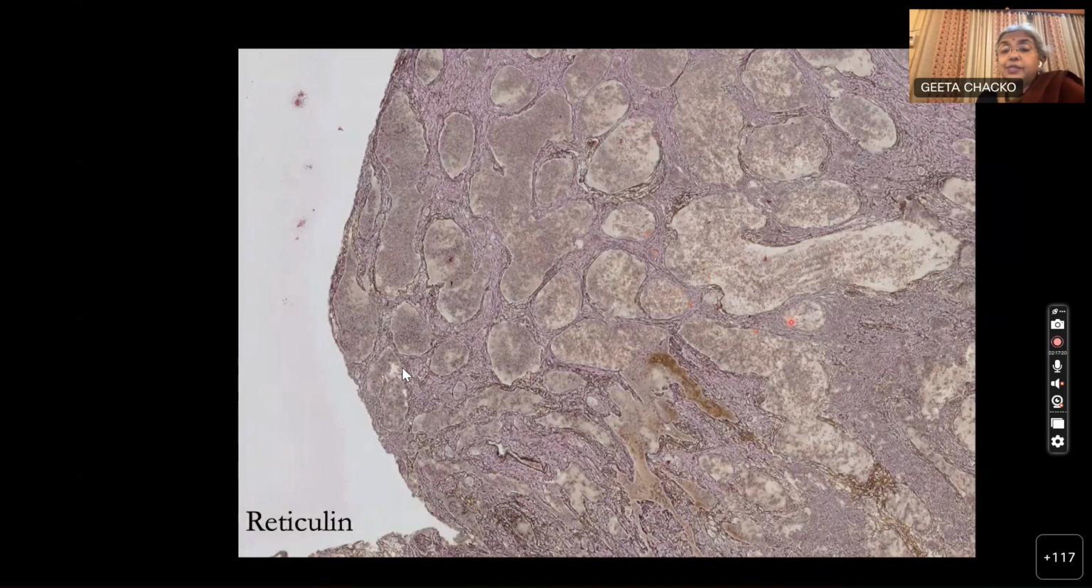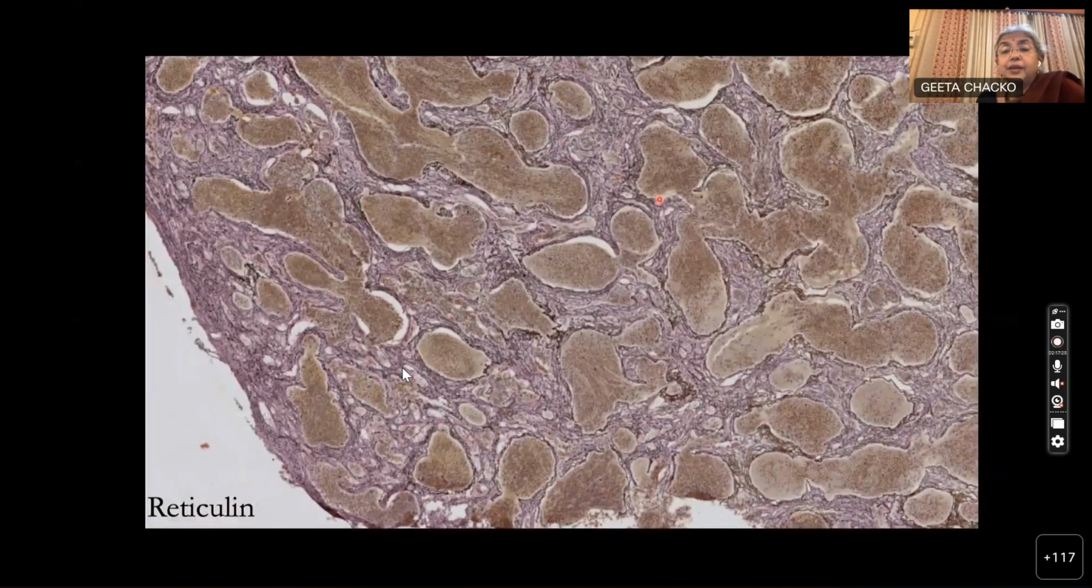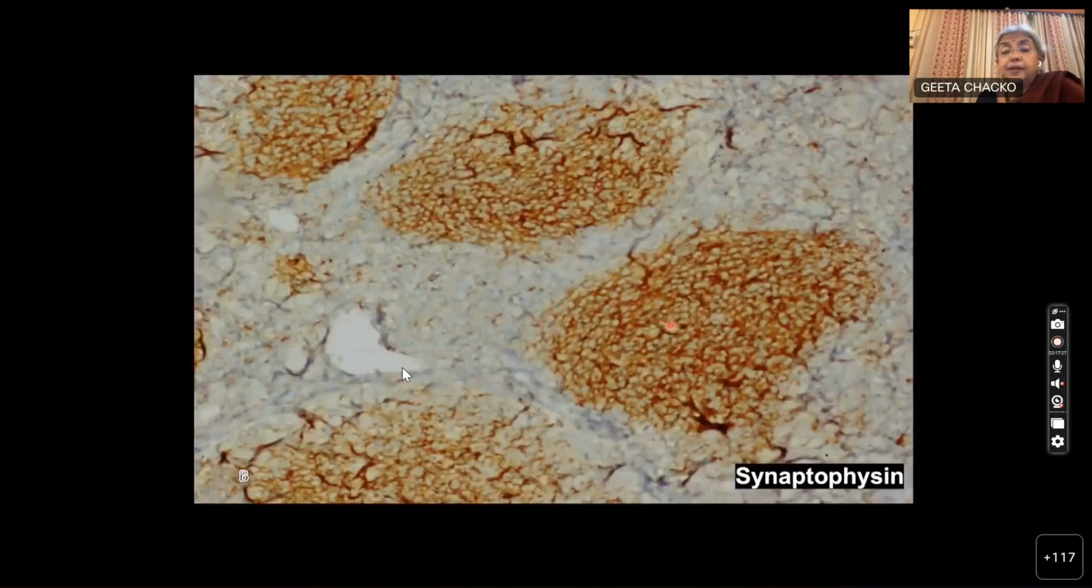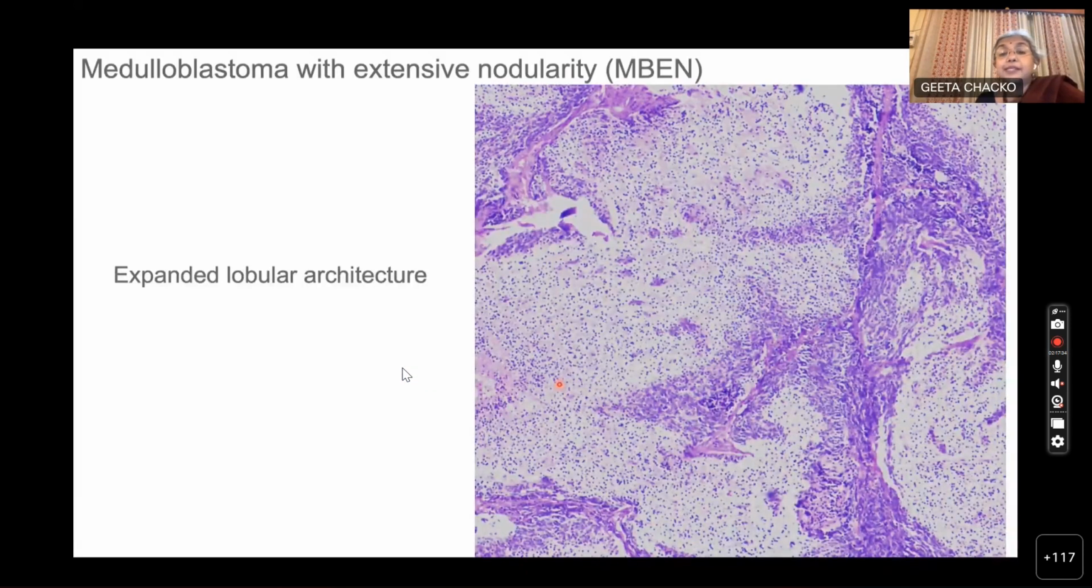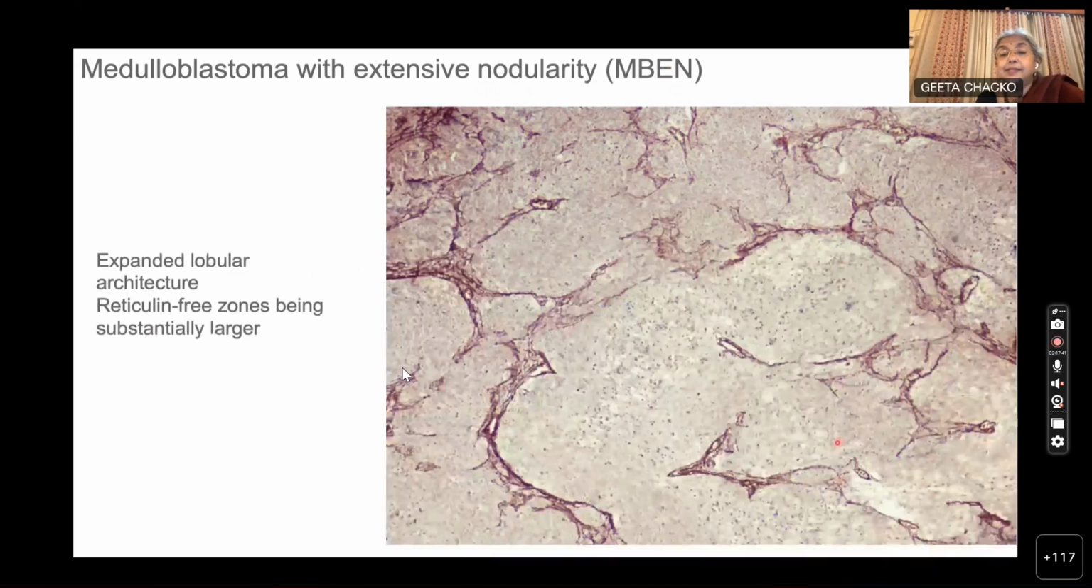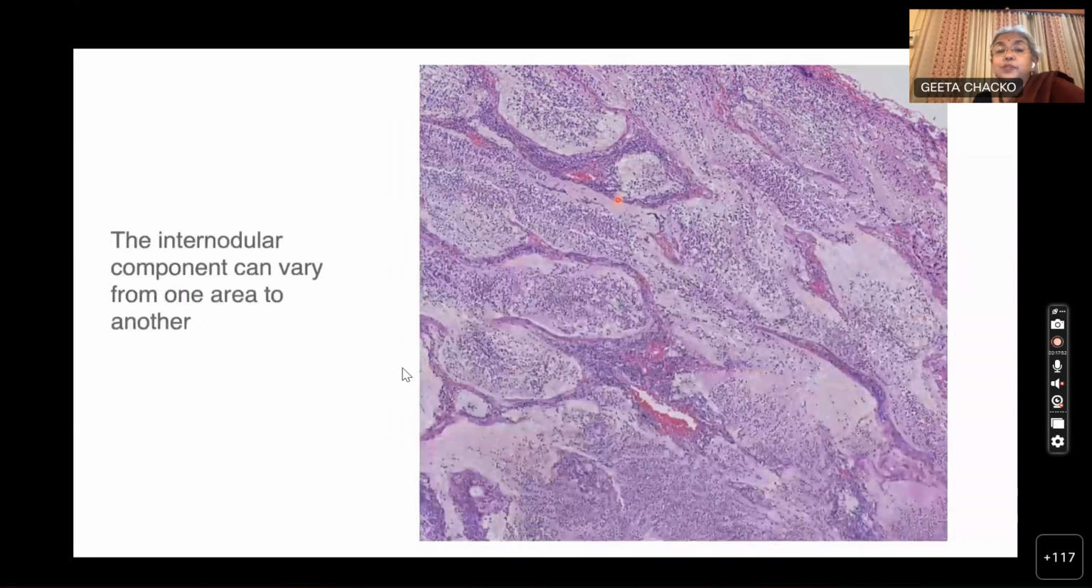The reticulum shows this desmoplastic internodular and pale nodular zones. You can appreciate that here, right? Yes, ma'am. And the synaptophysin in a desmoplastic nodular stains the nodules and not so much the internodular zones. The extensive nodularity shows nodules but a very expanded nodule, almost like lobules with scanty intercellular zones. And if you see it on retic, you can see that the intercellular zones are very scanty and thin, and the nodules themselves are expanded. Okay, that's the difference between the two.